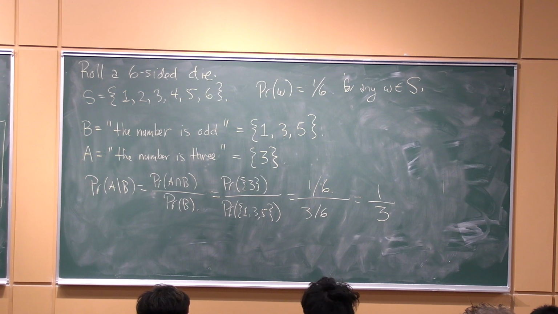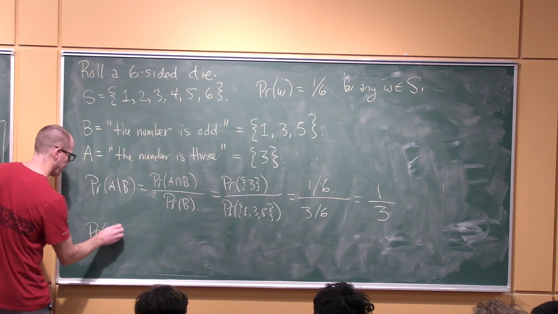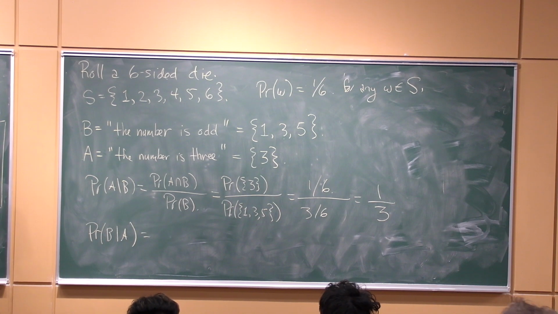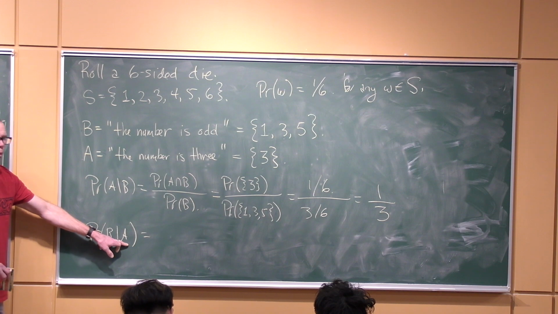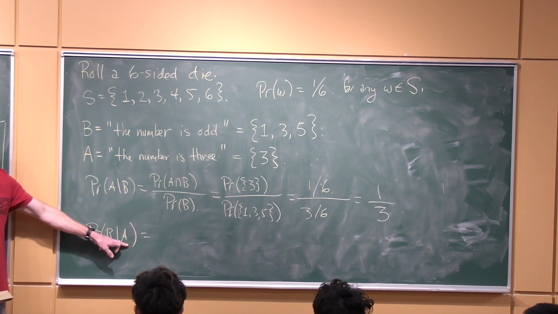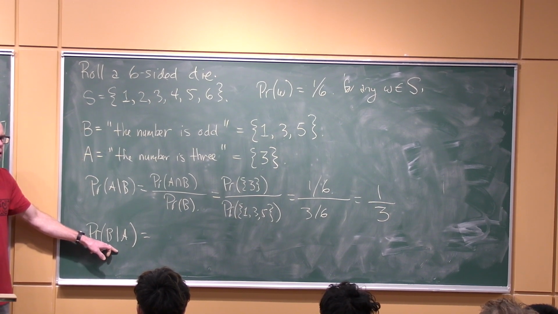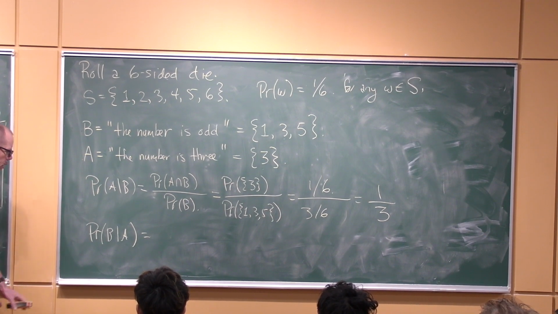All right, let's turn it around. What about the probability of B given A? Well, in words, this is me telling you, I rolled this die and it came up 3. I'm telling you it came up 3. Knowing that, what's the probability that it's odd? Should be 1, right? I mean, it's 3. 3 is an odd number, so the answer should be 1. Let's check that.